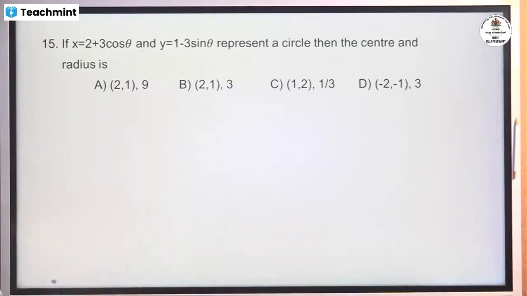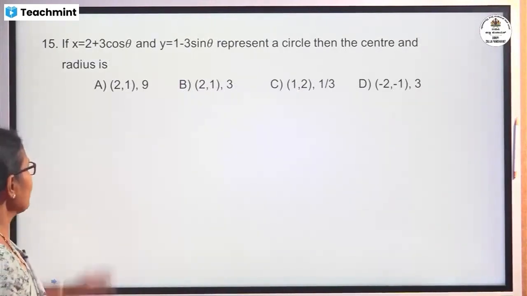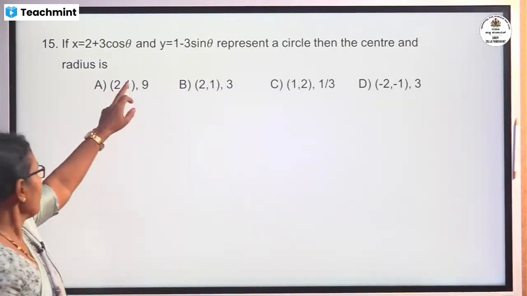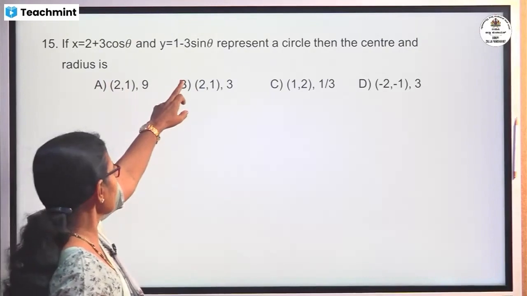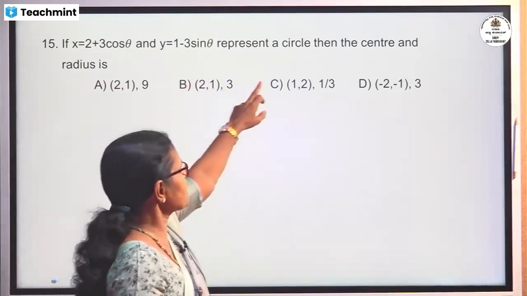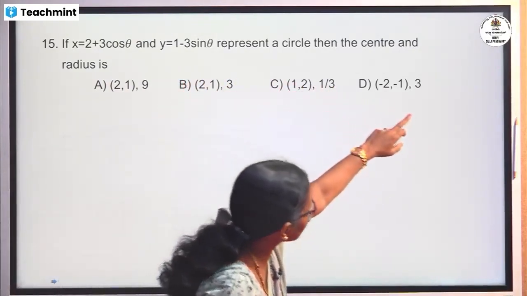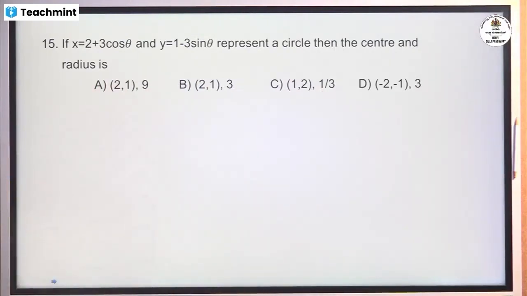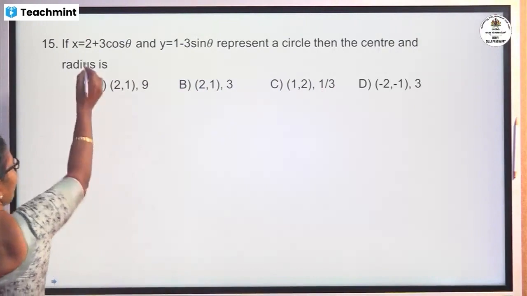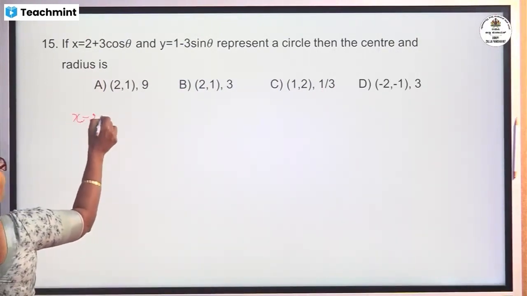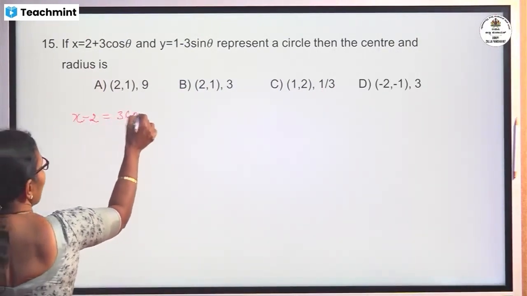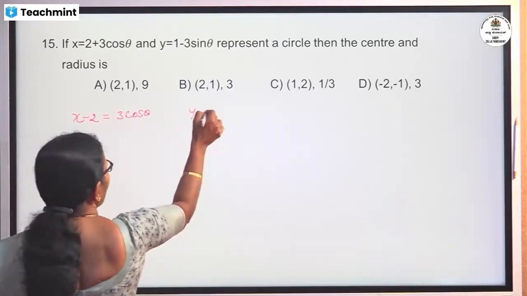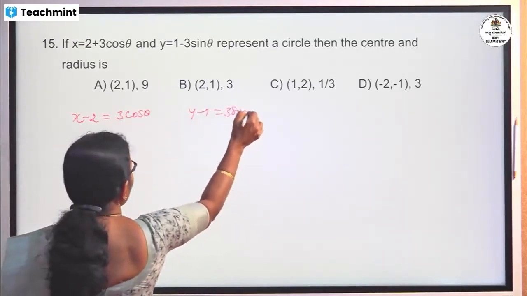Move to the next question. If x is equal to 2 plus cos theta, y is equal to 1 minus 3 sin theta represent a circle, then find the center and the radius of the circle. We can write this equation like this: x minus 2 is equal to 3 cos theta and y minus 1 is equal to 3 sin theta.